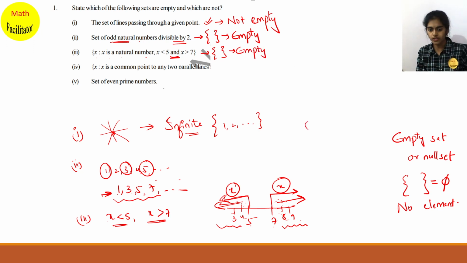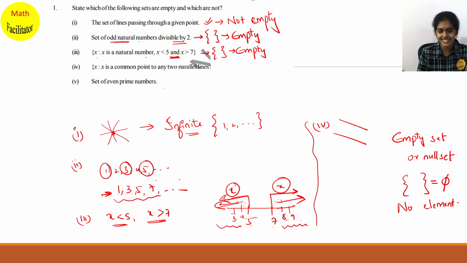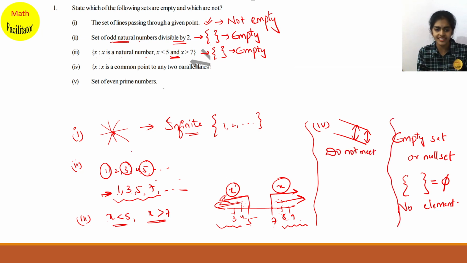Let us move on to the fourth bit. In the fourth bit, you have the set of all x such that x is a common point to any two parallel lines. Parallel lines are these. You know that the distance between parallel lines is always the same. That means parallel lines do not meet. Now, when the lines meet in this way, these two lines, you are getting a common point. But when the lines don't meet, is there any common point you can get? No. So here this set is also empty, right? Let's see the next question.